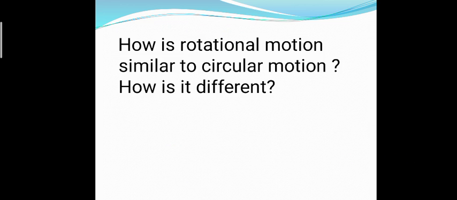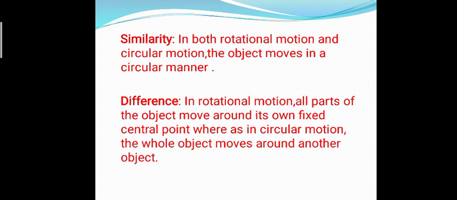So now there is one question: how is rotational motion similar to circular motion and how are they different? Students, you can again pause the video and think about this question and its answer. After resuming the video, you can see the similarity of rotational and circular motion. In both the motions, the object moves in a circular manner. Well, if we see the differences, in rotational motion, all parts of the object move around its own fixed central point, whereas in circular motion, the whole object moves around another object.